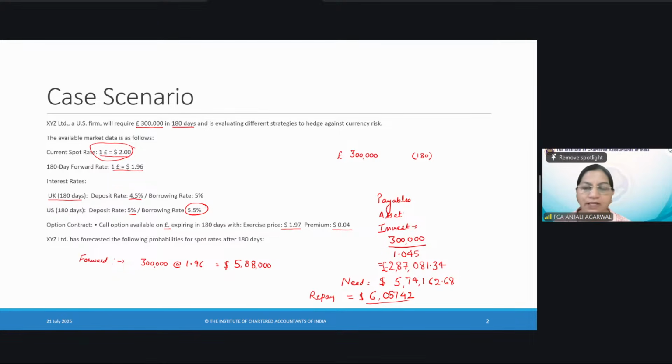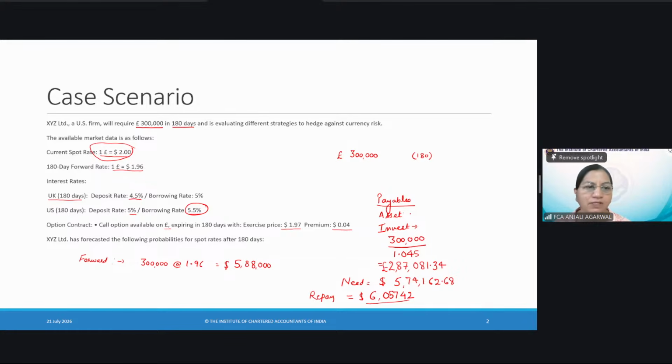So what is happening here in money market hedge? First, you see that you have the pounds payables, which is a liability. So you create an asset by investing the present value of 300,000 pounds in UK. The present value of 300,000 pounds at 4.5% comes out to be 2,87,081 pounds. And how will you get these many pounds? By buying at the spot rate. So for this, you will need 5,74,162.68.